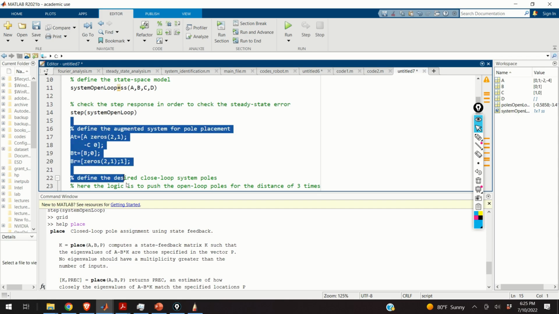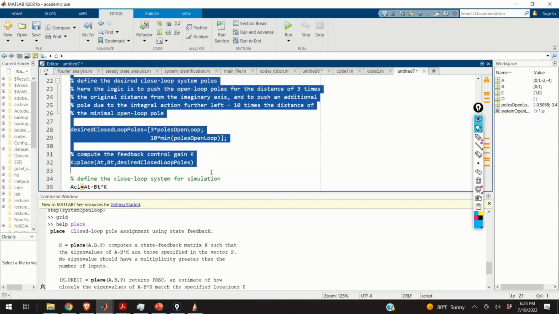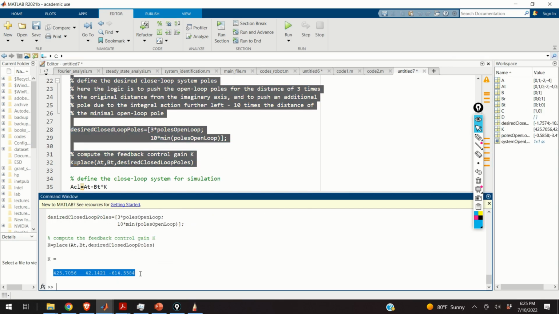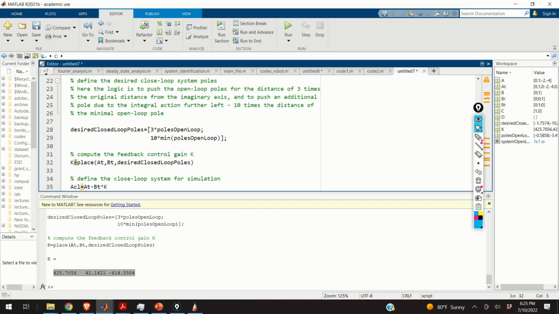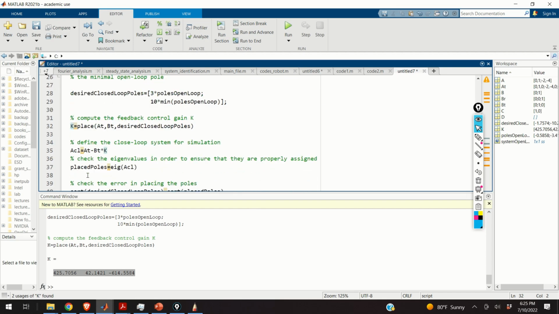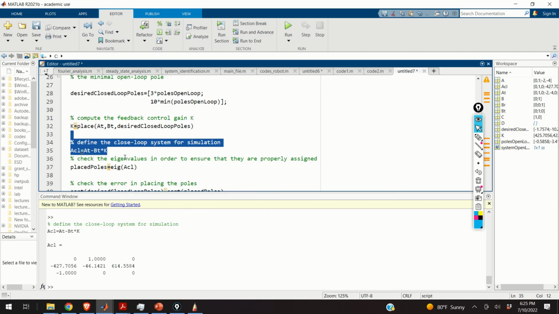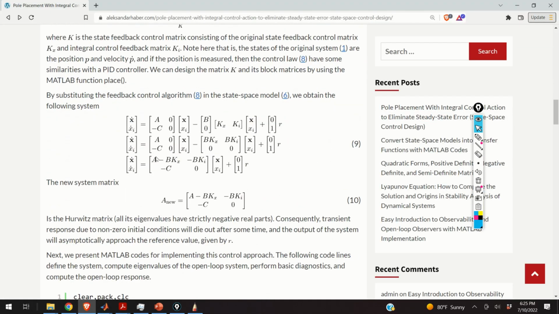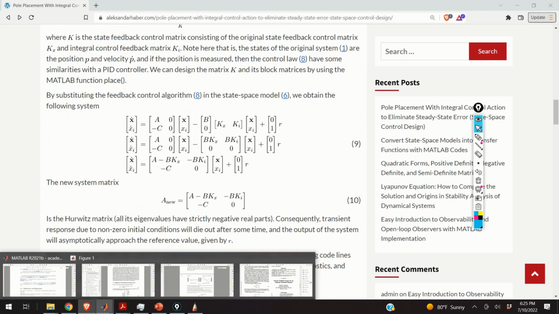Okay, so let's see how this works in practice. Here it is, and here's my K matrix. So the place function will give you the state feedback control matrix. Now, we define the closed loop poles for simulations. And we define our closed loop system since we want to simulate it. That is, we define this equation over here or this matrix over here.